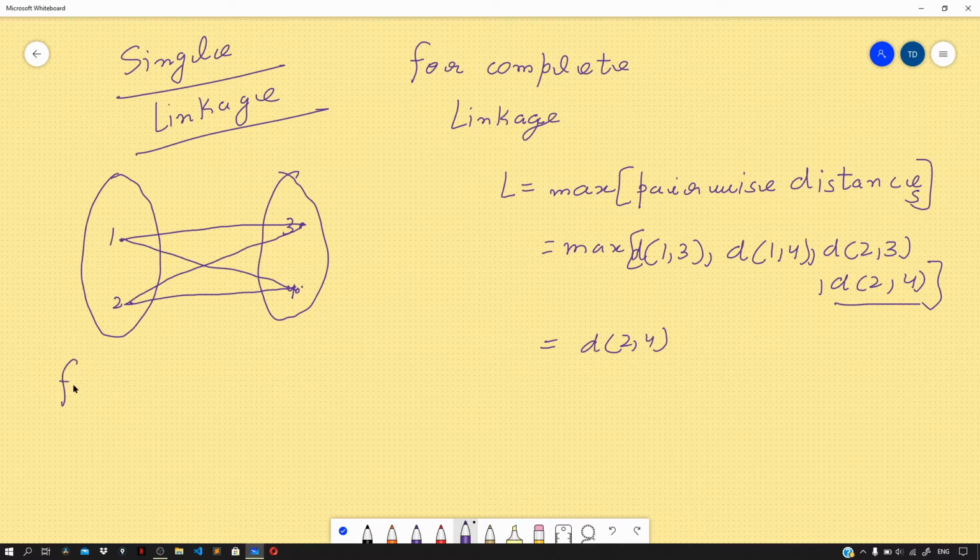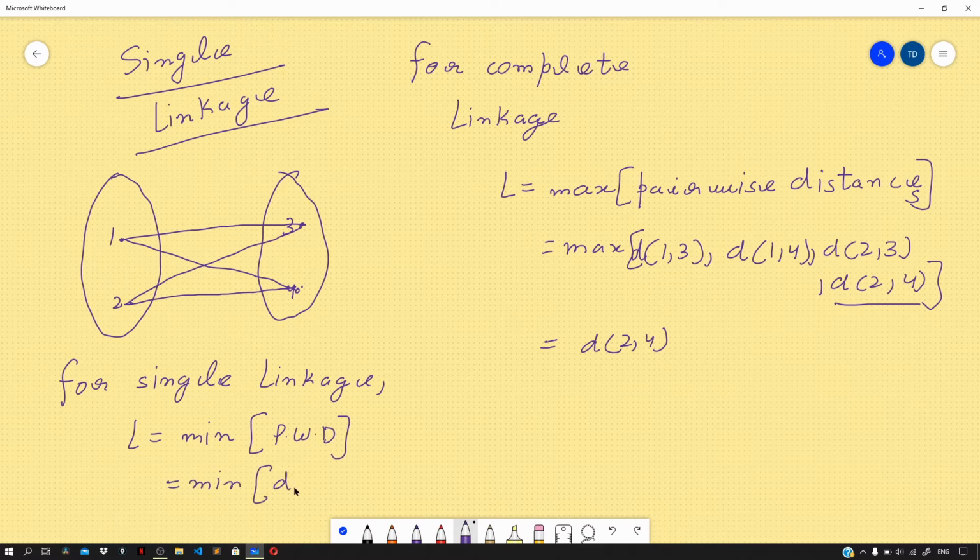Now for single linkage, what we have to do is calculate the minimum of the pairwise distance between all the points of all the clusters. So we need to store the minimum value that we get from all the pairwise distances. So the linkage value in this case will be the minimum of the pairwise distances. Let me denote this as PWD, pairwise distances, minimum of D13, D14, D23 and D24. Let us say the minimum pairwise distance is this one, so we get D23, right? So the linkage value in this case will be D23.